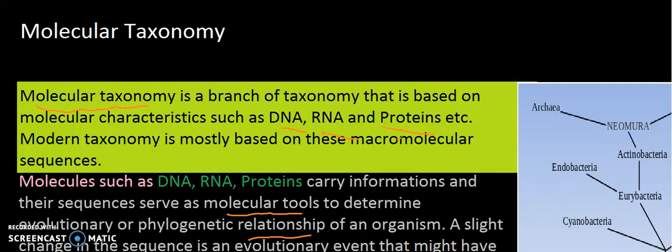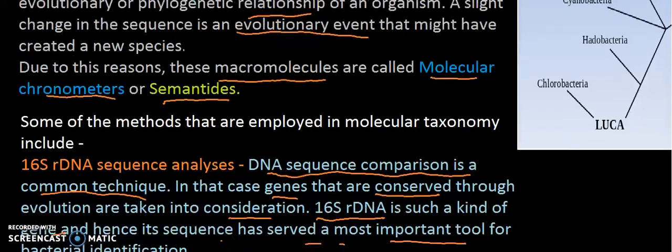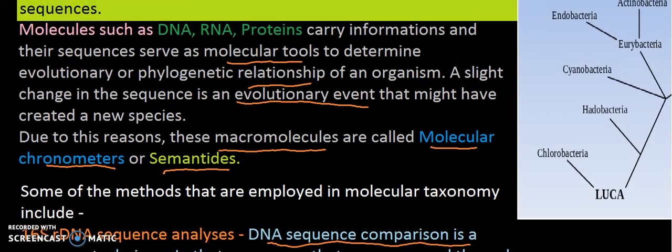Molecular taxonomy, therefore, is a branch of taxonomy that deals with the sequences of macromolecules like DNA, RNA, and proteins. These sequences serve as a character for comparison or for judging homology with existing sequences of different organisms. So these macromolecules serve as molecular chronometers. That is, they are the determiners of the time when an organism evolved into a newer species.